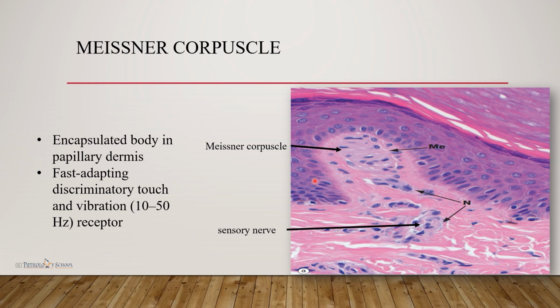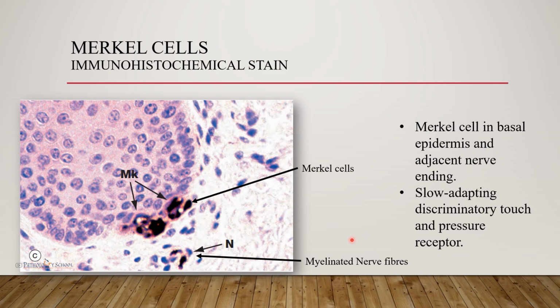In this diagram, these are the Meissner corpuscles, while these are the sensory nerves. After that, Merkel cells. Merkel cells are present in the basal epidermis and adjacent nerve endings. These are slow adapting discriminatory touch and pressure receptors. So these are the Merkel cells and these are the myelinated nerve fibers.